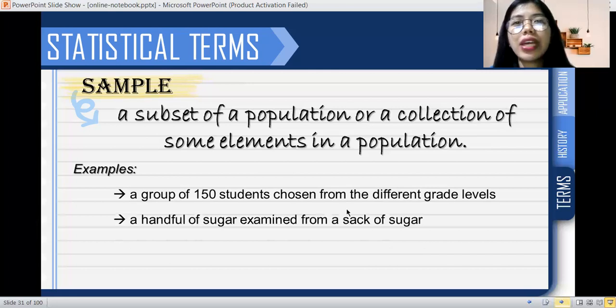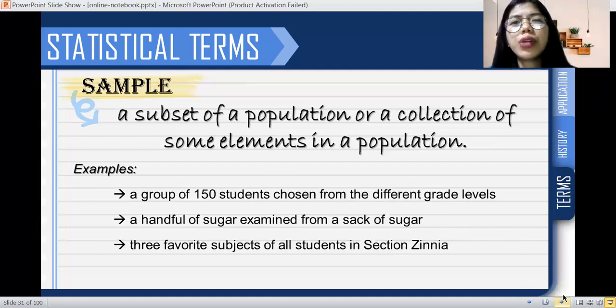We also have a handful of sugar examined from a sack of sugar. So, handful lang. Kumuha lang tayo ng handful, meaning to say, sample lang yung kinuha natin from the population. And we also have three favorite subjects of all students in Section Zinya. Kahit sinabi dito na all students, it doesn't mean na population na agad yon.